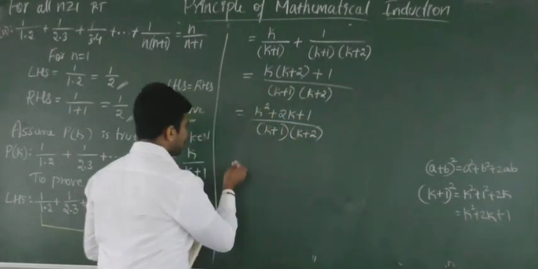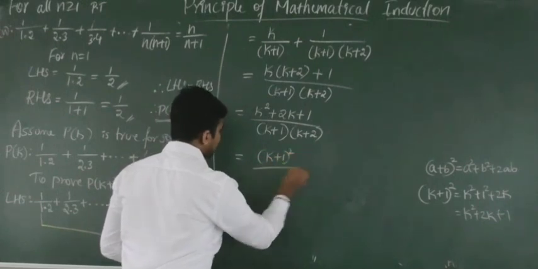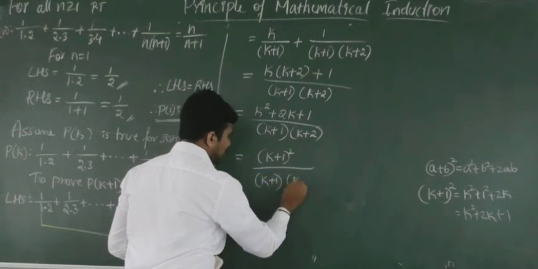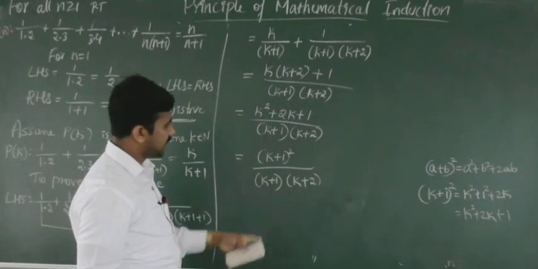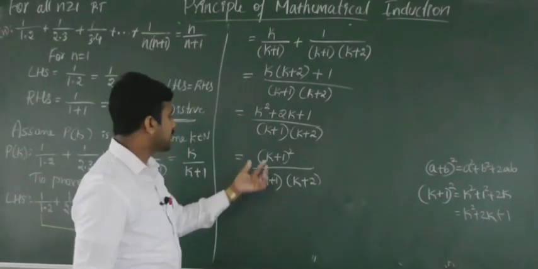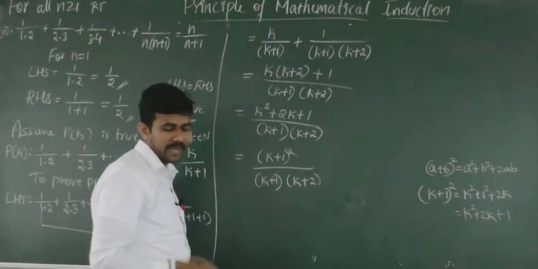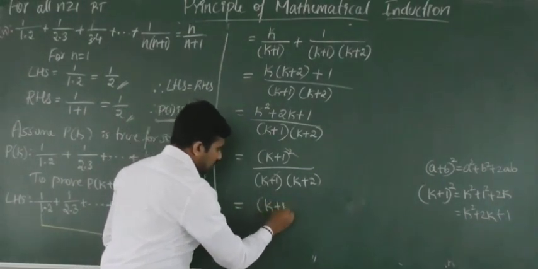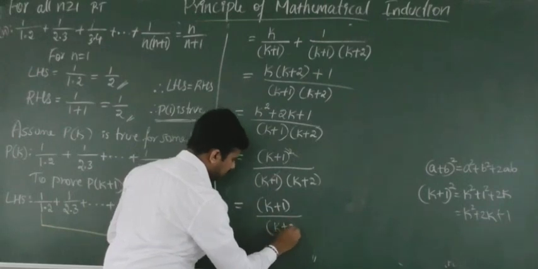So we can replace k plus 1 whole square in the numerator, and the denominator remains k plus 1 into k plus 2. In the numerator and denominator k plus 1 is a like term, so we can cancel it. One k plus 1 in the numerator cancels with k plus 1 of the denominator, and k plus 1 remains in the numerator, and k plus 2 in the denominator.